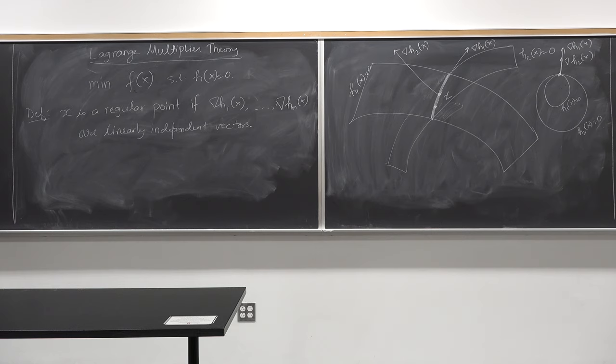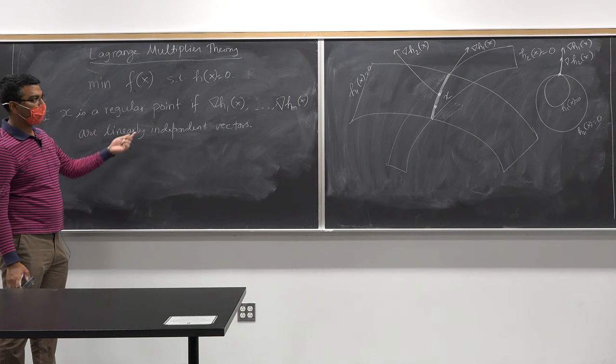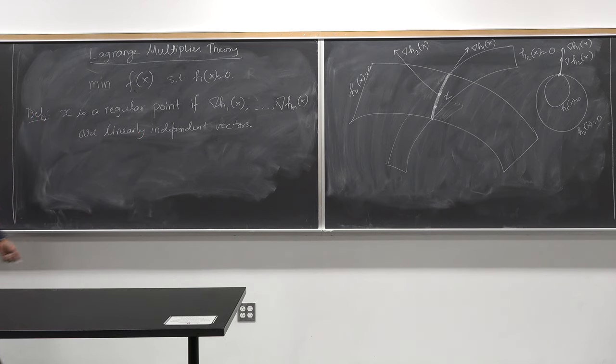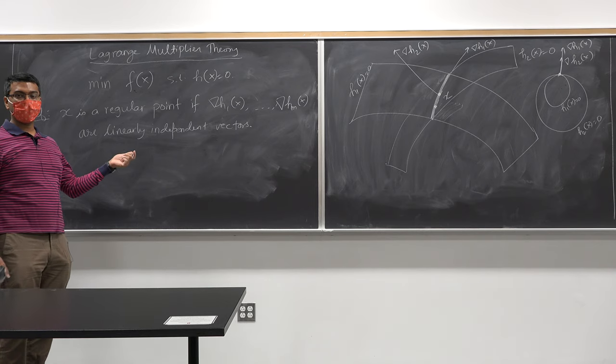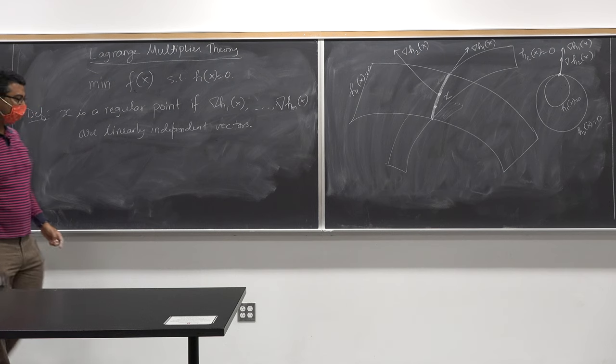Okay, so in order to understand Lagrange multiplier theory, we need to understand what it means for a point to be a regular point, which we have understood through some illustrative examples. In the next class, I'm going to talk about Lagrange multiplier theorem, which talks about a necessary condition for optimality for optimization problems of this type. Okay? Thank you very much.